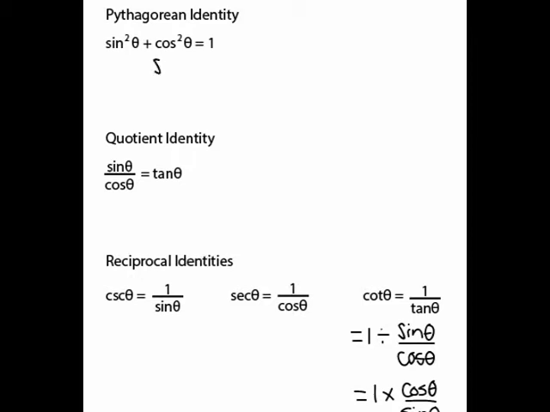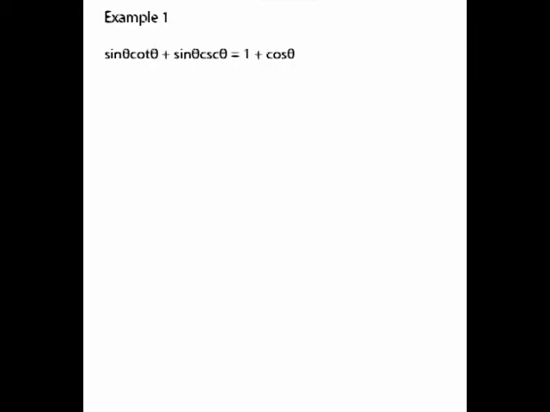Use the Pythagorean identity when there is sine theta plus cos theta. Remember that the Pythagorean identity could also be rewritten. When writing in terms of sine squared theta, it would be 1 minus cos squared theta. When writing in terms of cos squared theta, it would be 1 minus sine squared theta.